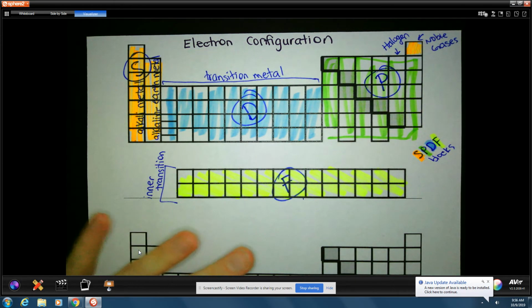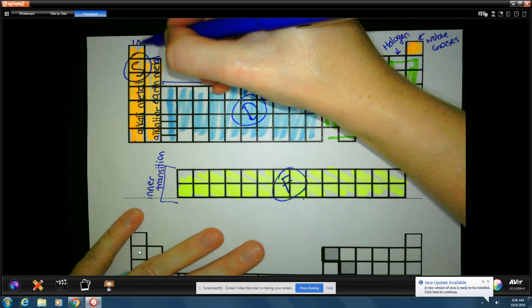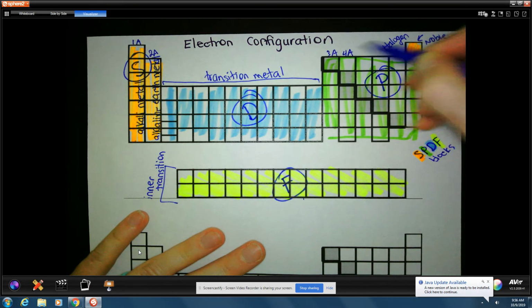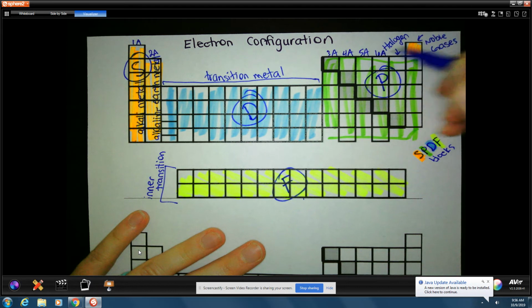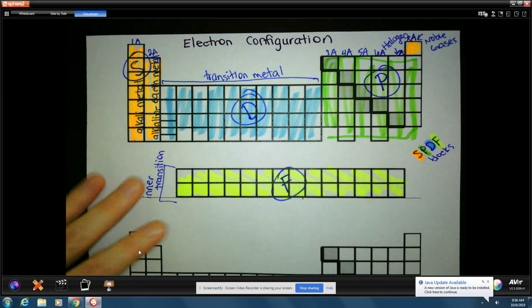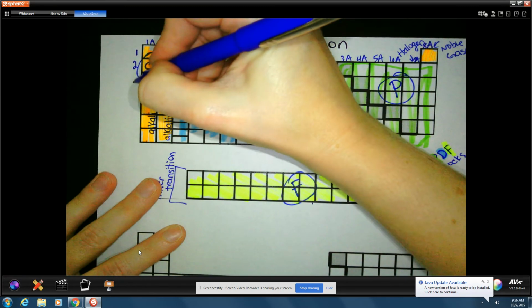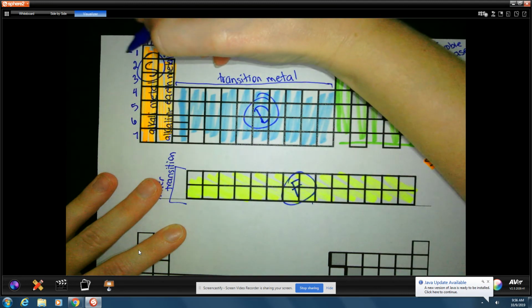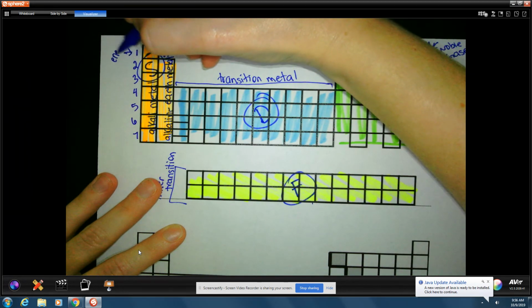Another thing I need you to remember is your group numbers. We have 1A, 2A, all of this. The actual numbers are not necessarily important right now for those, but remember these also have a number. And I need you to remember that these actually stand for energy levels.